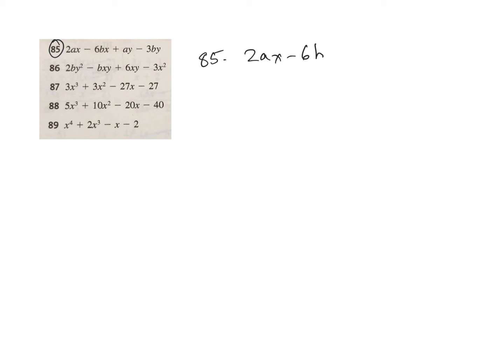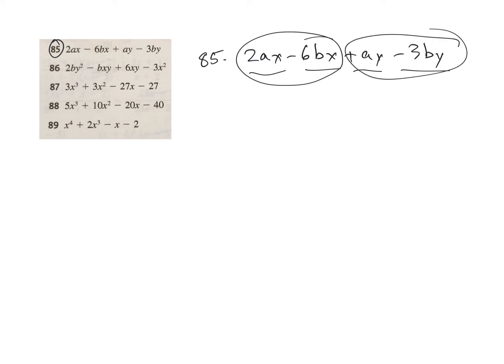2ax minus 6bx plus ay minus 3by. Okay, first of all, can you factor anything out of all of them? No, you cannot. So anytime you have 4 terms, you should try factoring by grouping, meaning take this group and factor something out, and take that group and factor something out.